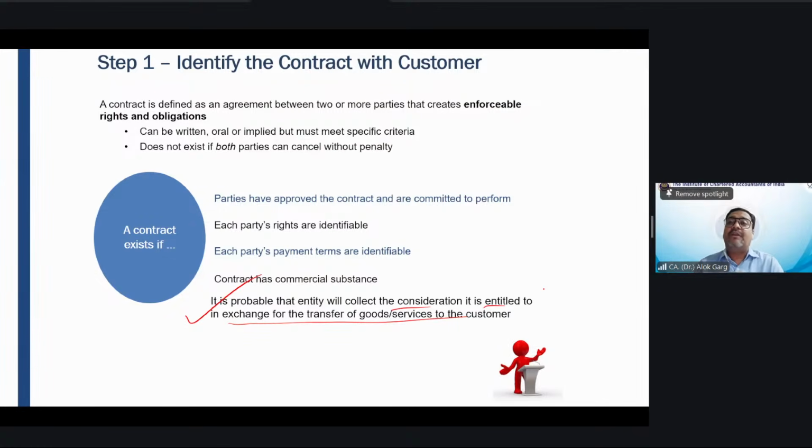Okay. Sir, what happens if the customer does not pay 6 lakh rupees? He will pay only 5 lakh rupees. Then you have to create a provision for doubtful debt, bad debt. Okay.